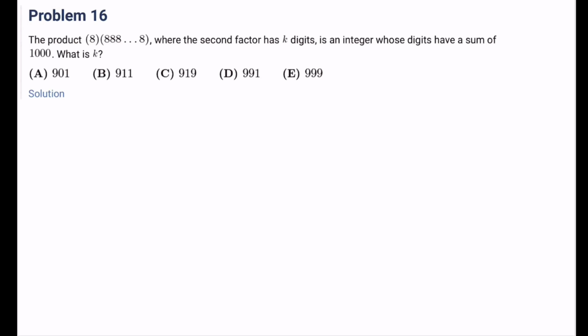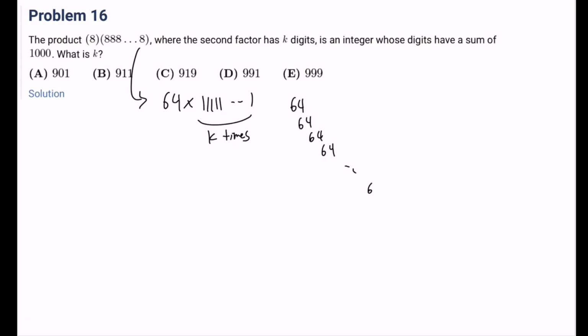digits, is an integer whose digits have a sum of 1000. What is k? Okay, so if we do that, then this is going to be equal to just 64 times 11111, and then this is going to be k times. And if we do that, then we will find that we have 64 and 64 with one digit getting lower, 64 all the way to 64 like that, and we have to add all these up, and there are k of these numbers. So there are k numbers.